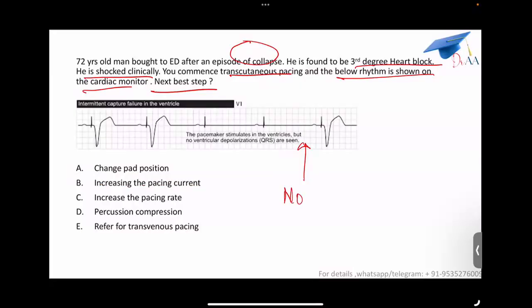Capture beat. No electric capture. So we will increase the pacing current here. So we'll keep increasing. There is a capture, both mechanical and electric capture is there. Then we stop increasing the current at that point.